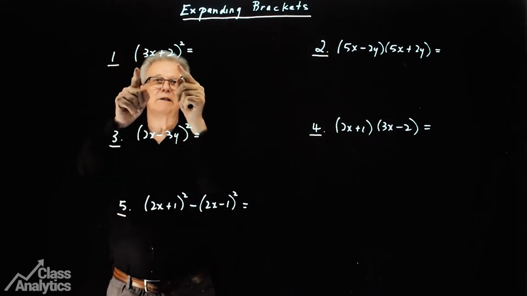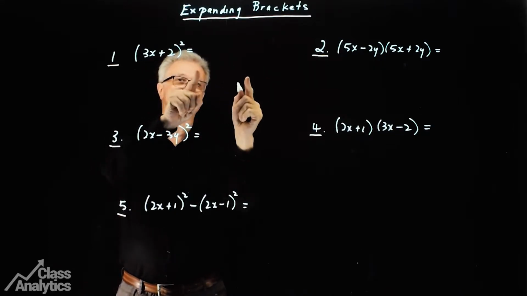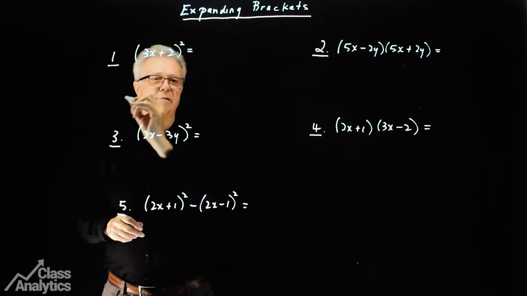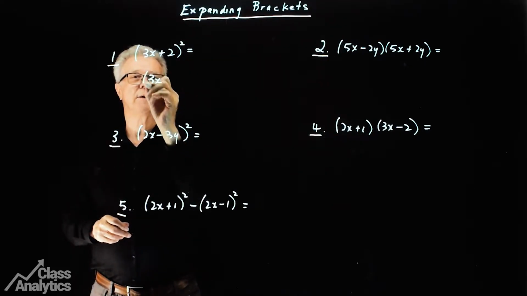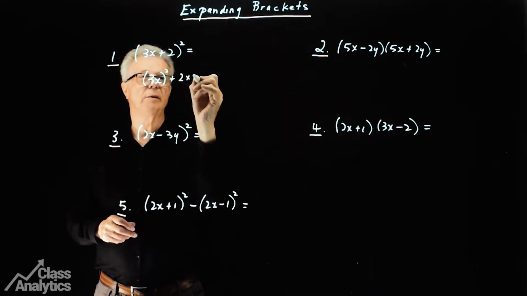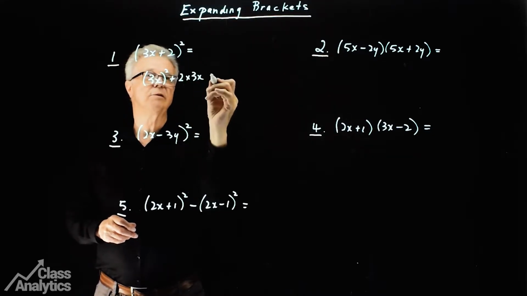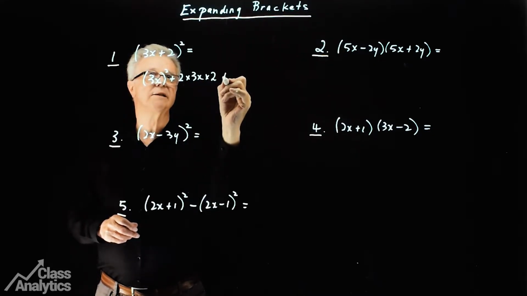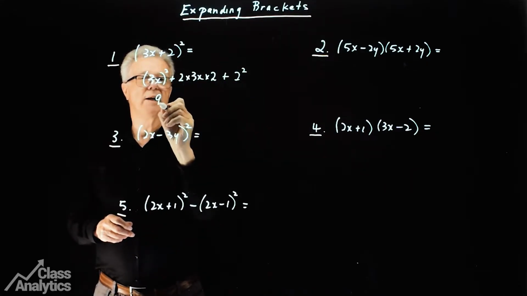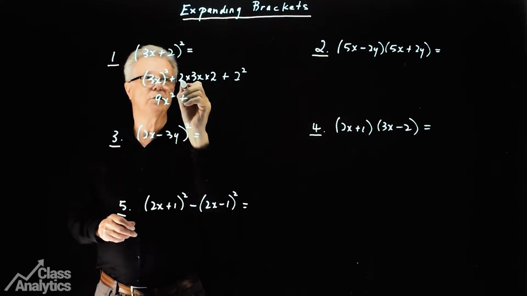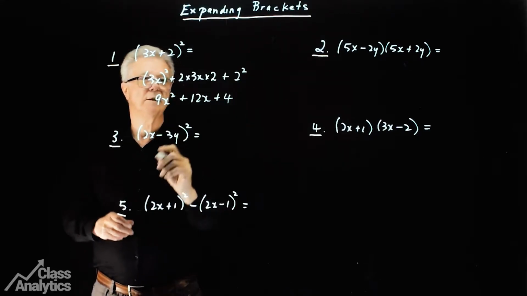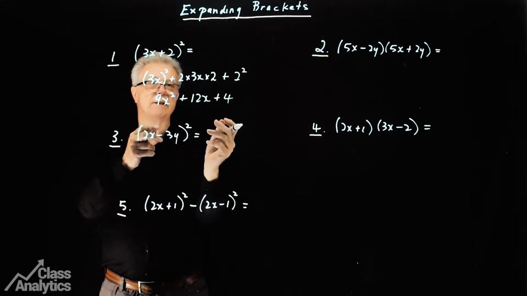You could write it as 3x plus 2 times 3x plus 2 and use that technique of FOIL, but it's much faster to do it this way. So I'm going to write this down as 3x all squared, plus twice the product, 3 times 3x, times 2, plus this one squared, 2 squared. And of course that's going to give me 9x squared, plus 2 times 3 times 2 is 12x, plus 4. So it's much faster doing it this way. So just remember that technique.